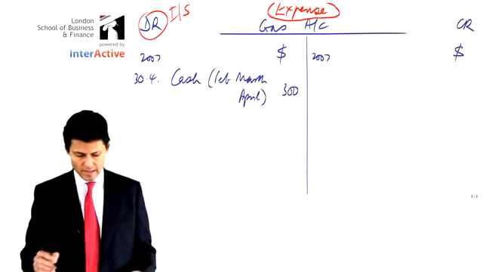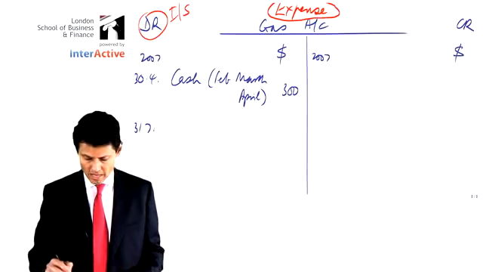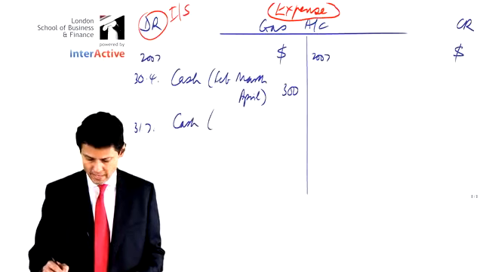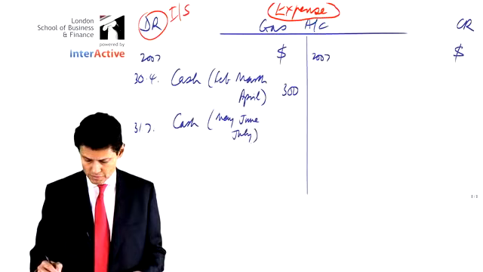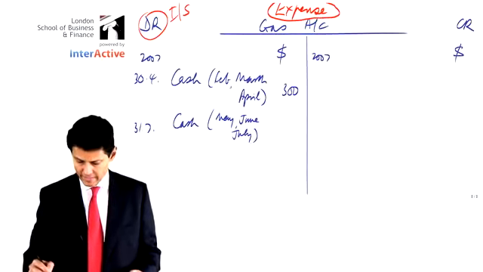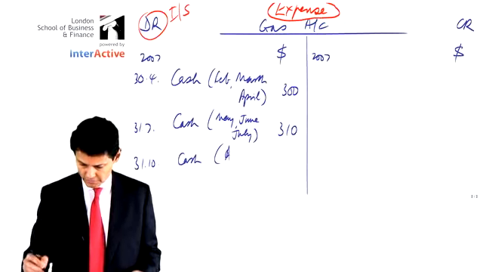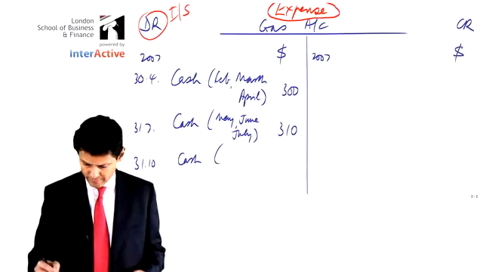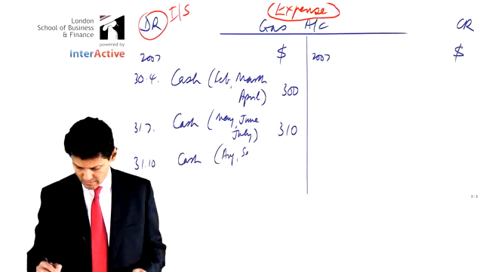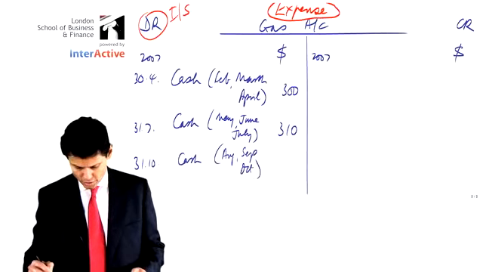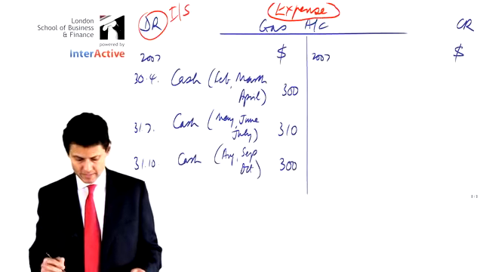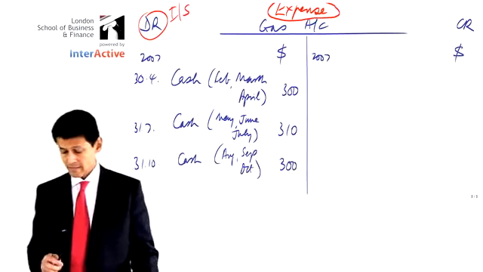300. And then on the 31st of July, there's another cash payment made for May, June, July, and that's 310. And then for the 31st of October, there's cash, August, September, October, there's another 300, and then comes the danger point.